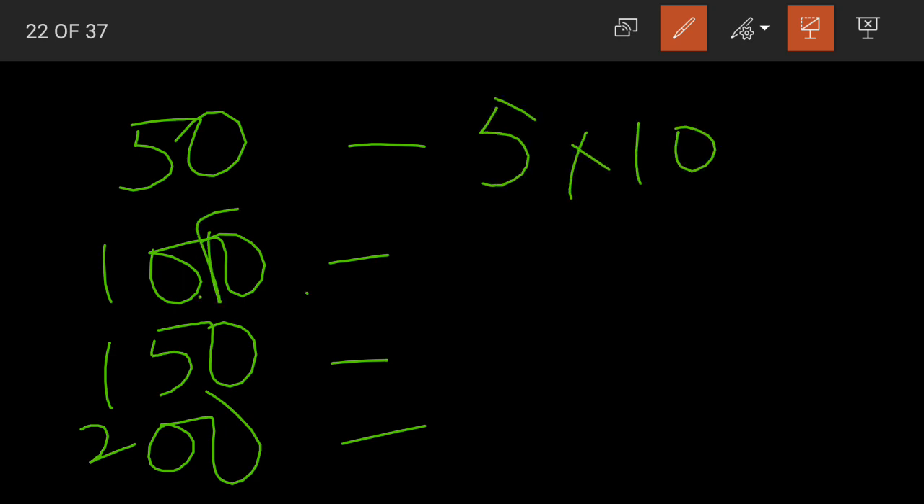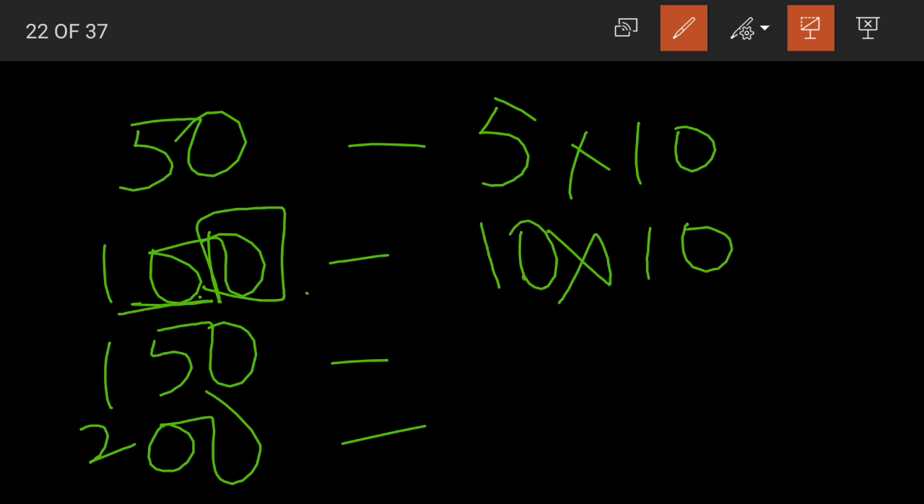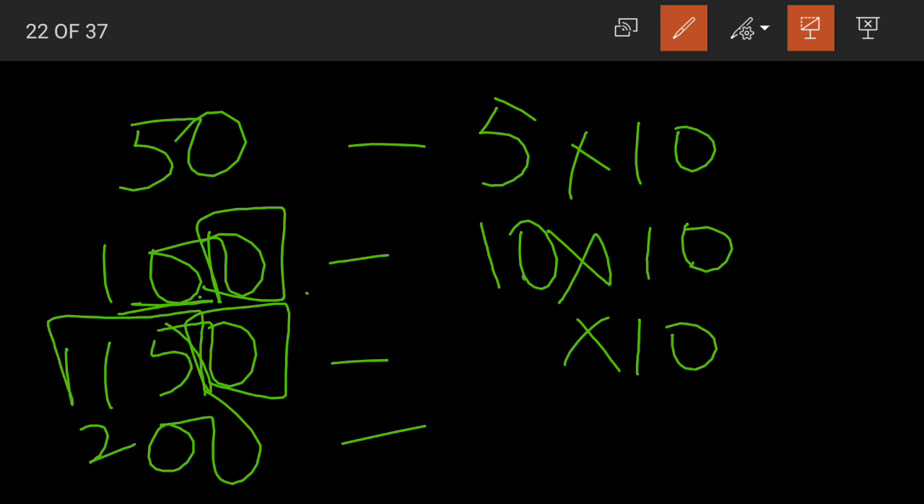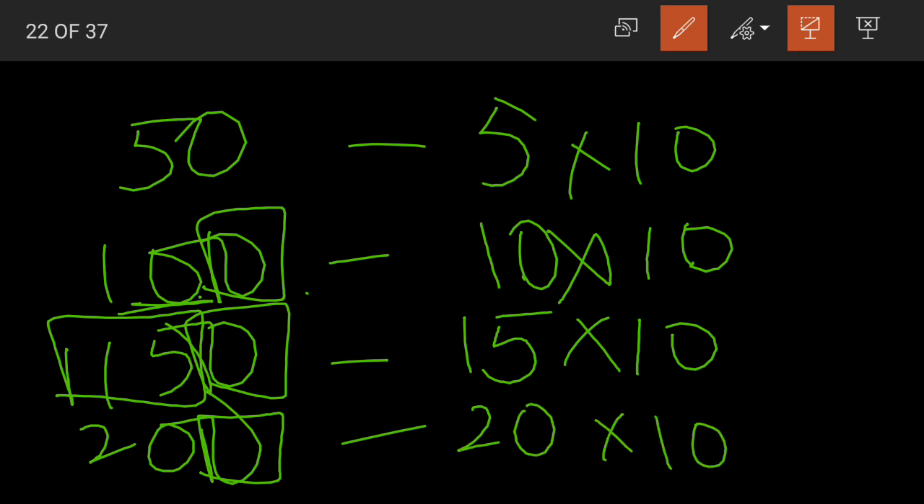Now what about 100? 1 zero. Before the zero we are having 10. So 10 into 10. Again here 1 zero. Then before that we are having 15. So 15 into 10. Here 20 into 10. This is our multiplication pattern followed here. 10 into 5, 10, 15, 20.